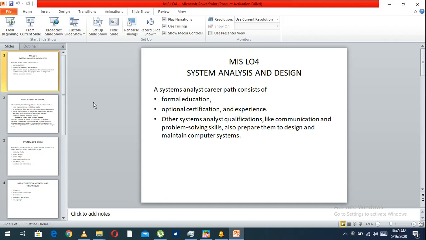You can go on to do optional certification. Experience is also very important in the career path of a systems analyst. We also have other systems analyst qualifications. These include problem solving skills as well as communication skills. These also prepare them to design and maintain computer systems.